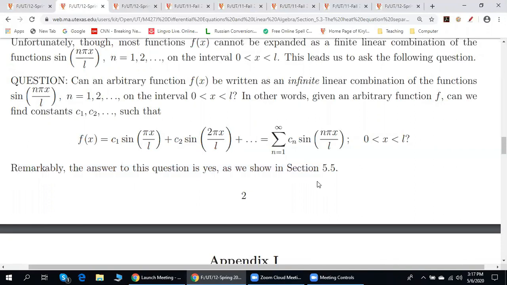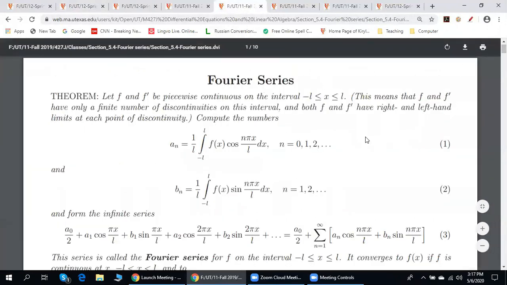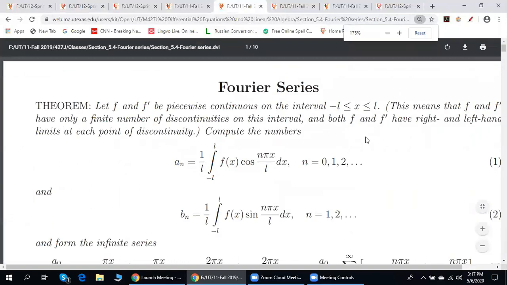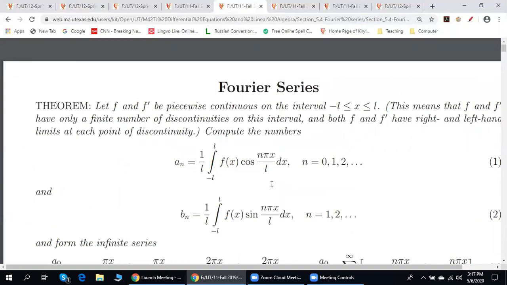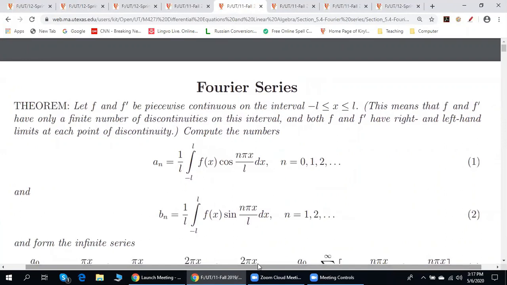We will discuss it in section 5.5, but in order to understand the ideas that we describe in section 5.5, let us first go to section 5.4, which is called Fourier series. Let's take a look at this theorem.